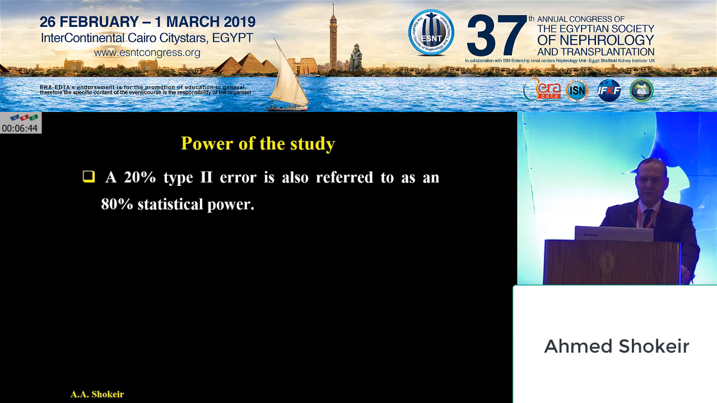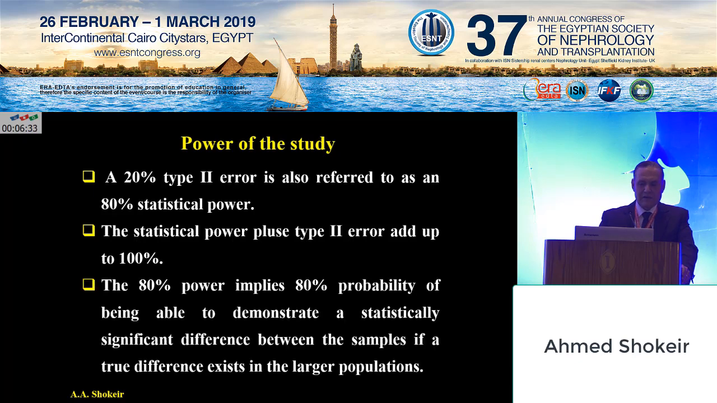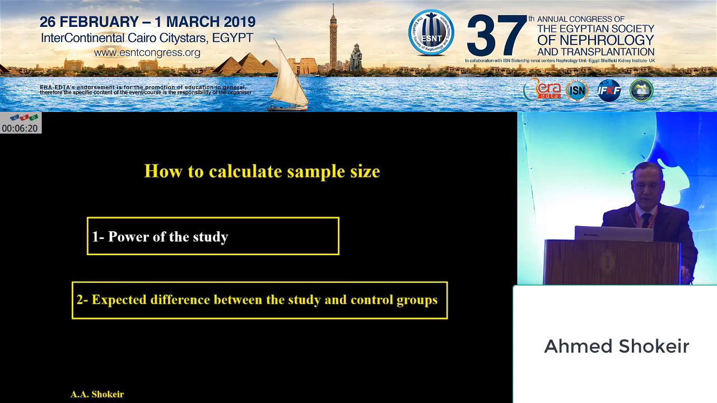A 20% type 2 error is also referred to as an 80% statistical power. The statistical power plus type 2 statistical error adds to 100%. The 80% power implies an 80% probability of being able to demonstrate a statistically significant difference between the samples if a true difference exists in the larger population.